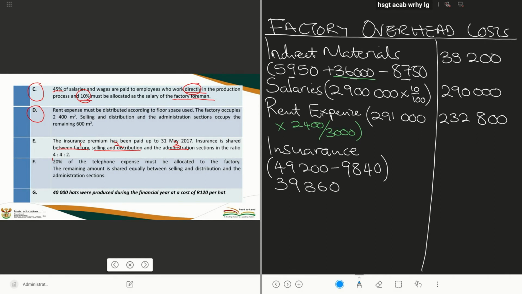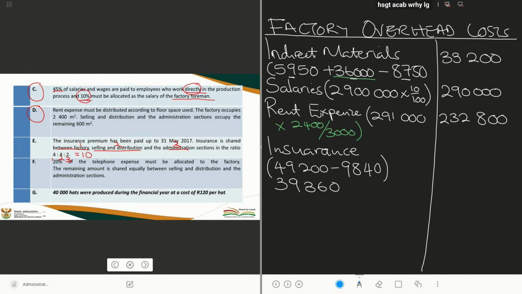Which one was number 2? Selling and distribution. Number 3, administration. So then you know which one goes to which department. But it is easy now. You can simply add 4 plus 4 plus 2. It gives you 10. That means when we are allocating this 39,360, it must be allocated into 10 pieces. But of those 10 pieces, the factory is getting 4.